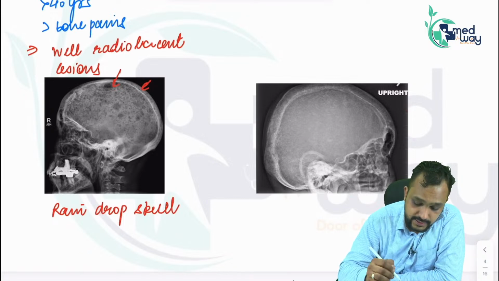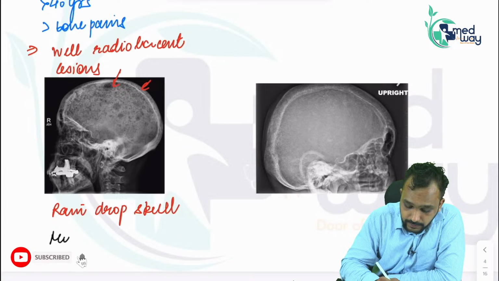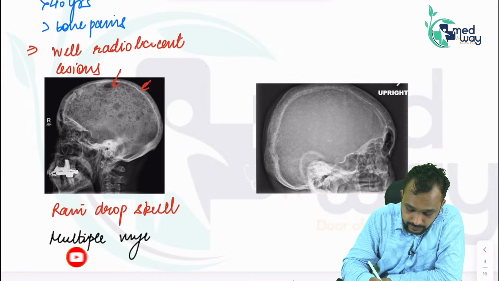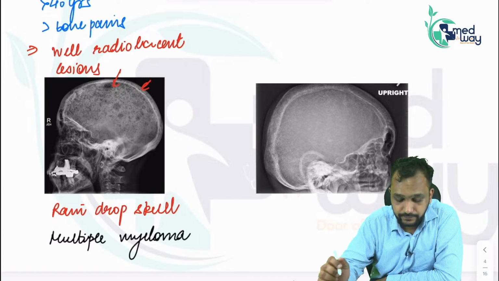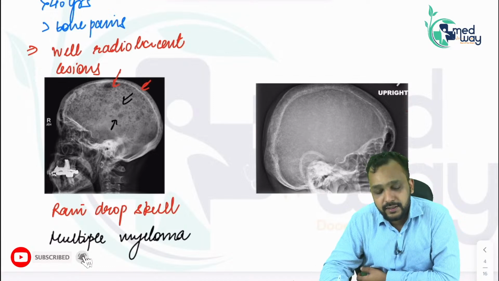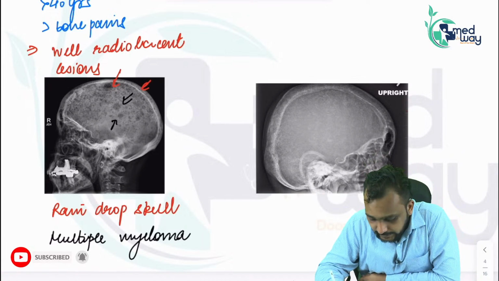This is characteristically seen in patients with multiple myeloma, right? Multiple radiolucent lesions of variable sizes, right?